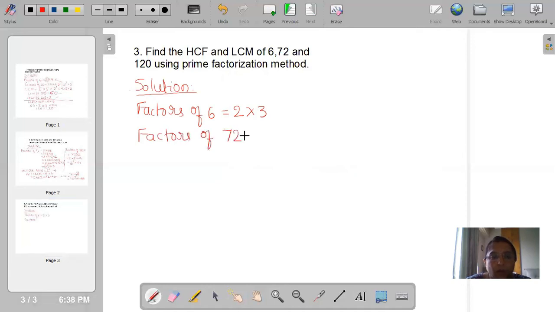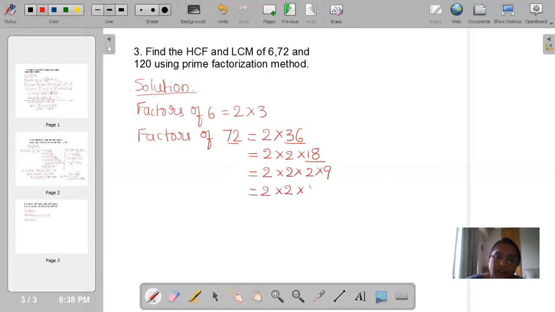Factors of 72 is equal to, you can pause the video and solve on your own, then compare your answers. 2 into 36, then 2 into 2 into 18. Again, take factors. While taking factors, you have to be very careful. 2 into 2 into 2 into 9, and 9 can be written as 3 into 3. So these are all prime factors. Then it is 2 cube into 3 square, right?